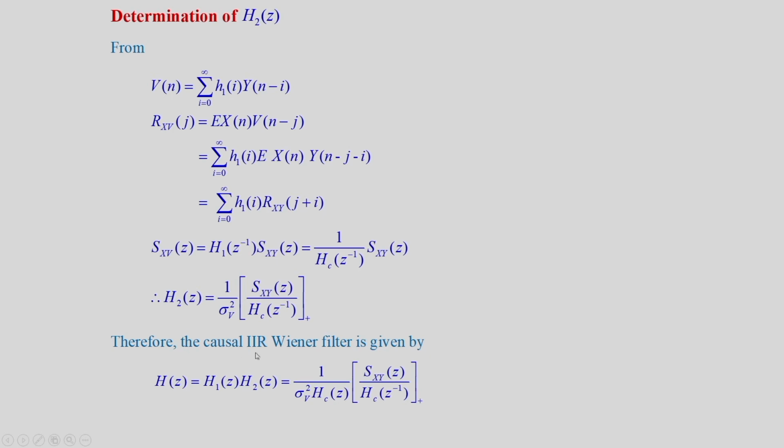Therefore, the causal IIR Wiener filter is given by H(z), which is equal to H1(z) into H2(z), where H1(z) is given by 1 by Hc(z) and H2(z) is given by this. Therefore, the combined expression will be 1 by sigma v square into Hc(z) into the positive part of Sxy(z) divided by Hc(z inverse). So, this is the causal IIR Wiener filter expression.